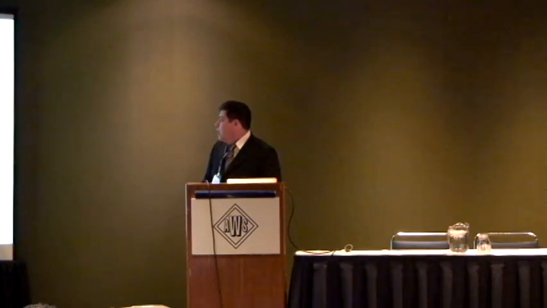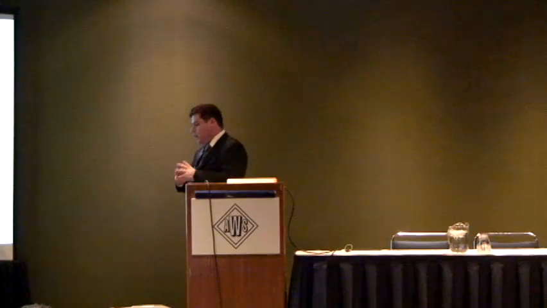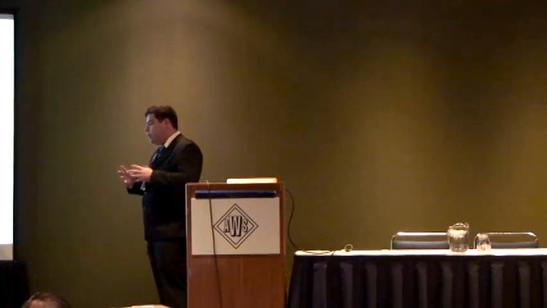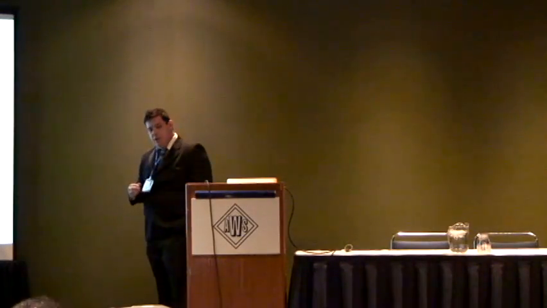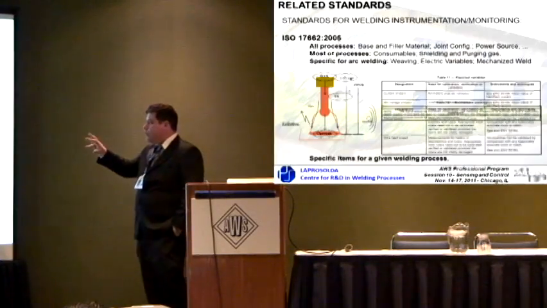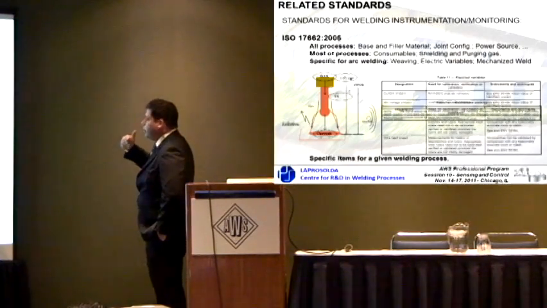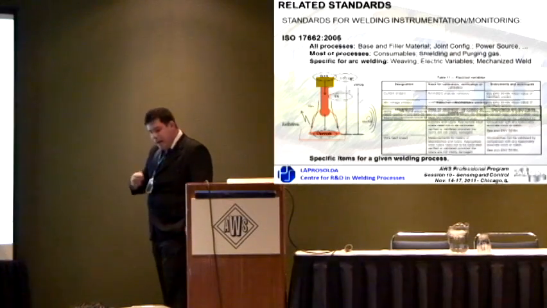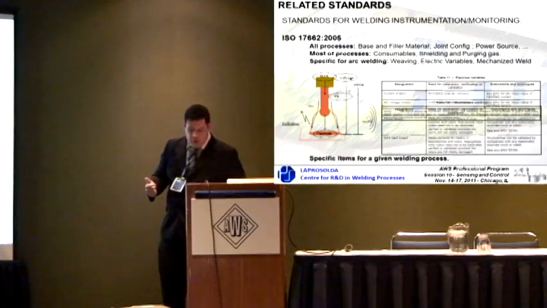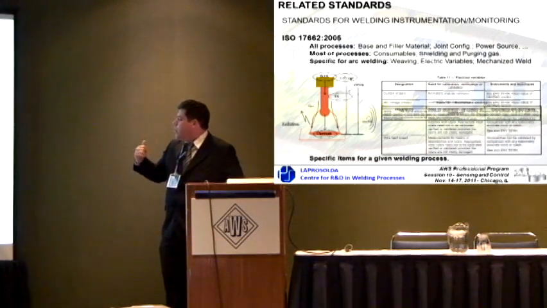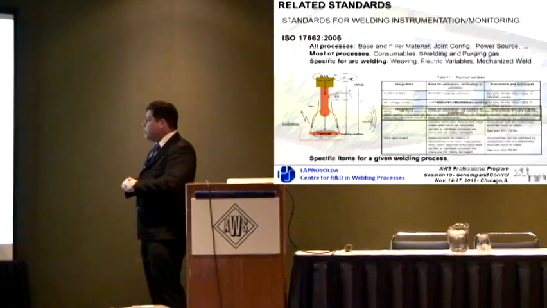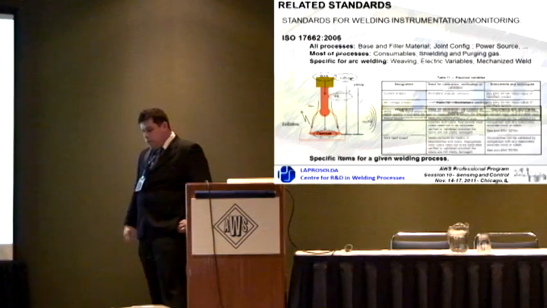All right, and what should we measure? In ASME IX, we basically have welding current, voltage, and travel speed to be measured, so we can calculate the welding energy. In ISO 17662, depending on the process, we need to register base and filler material, joint configuration, and power source. For most arc welding processes, especially in our case, we need to record what kind of consumables.